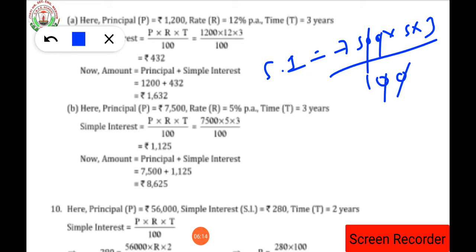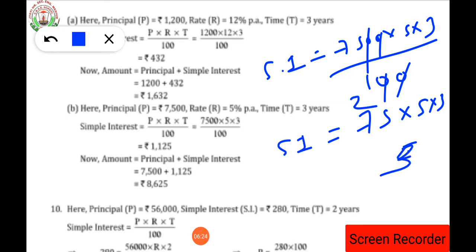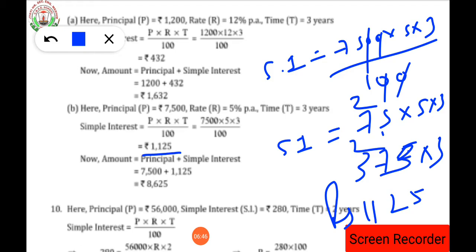Here the 0s from the numerator and denominator will get cancelled. 75 into 5 into 3 is equal to SI. So 5 5s are 25, so 2 will be carried. 5 7s are 35, 35 plus 2 is 37. Into 3 again: 3 5s are 15, carry 1; 21 plus 1 is 22; again 9, 10, 11. So what is the answer for SI? It is 1125 rupees.